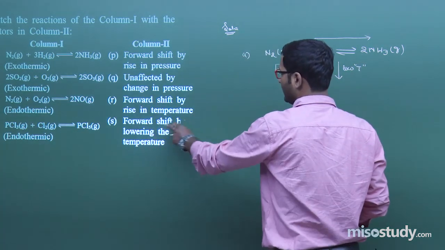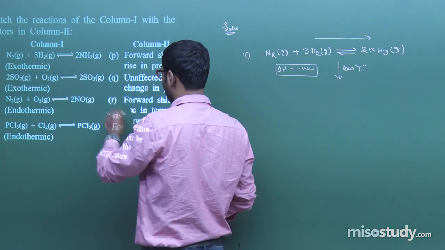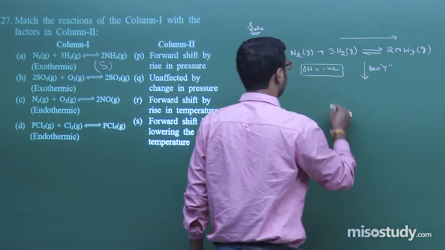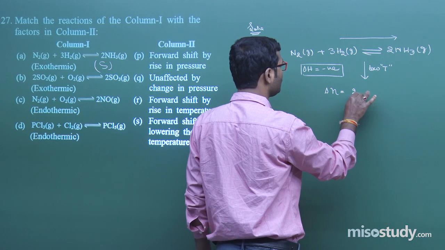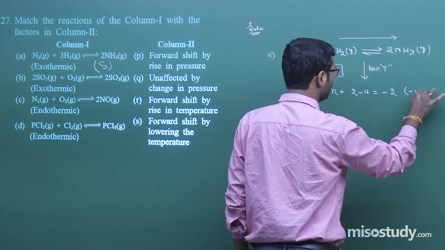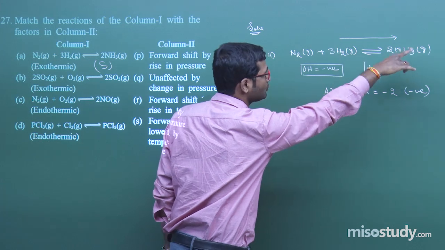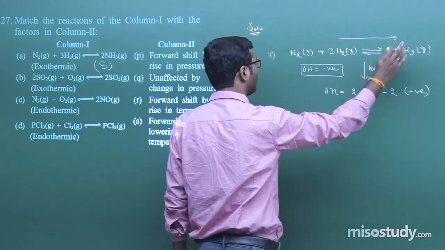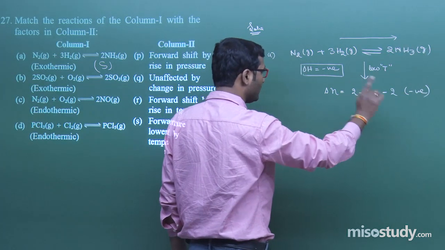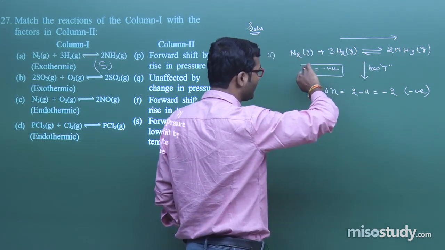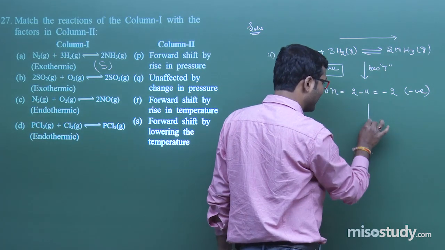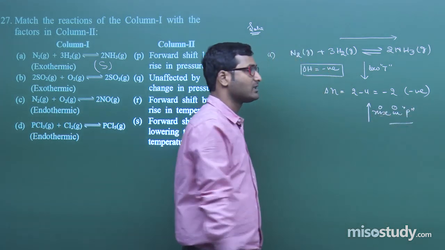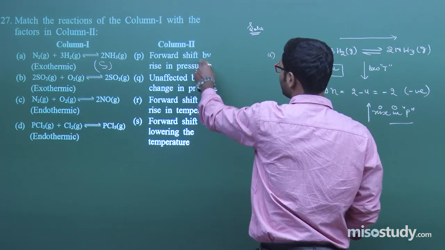So forward shift by lowering the temperature. So for this, S is the correct option. Now check the other one. Now in case of pressure, we know delta n in this case is 2 minus 4, that is minus 2, that is negative. That is, we are moving from higher moles towards a lower number of moles. Reactant contains 4 gaseous moles, but the product contains 2 gaseous moles. So if delta n is negative, that is we are moving towards a lower number of moles, then in this case a rise in pressure favors the forward reaction. So which one? The forward shift by rise in pressure.